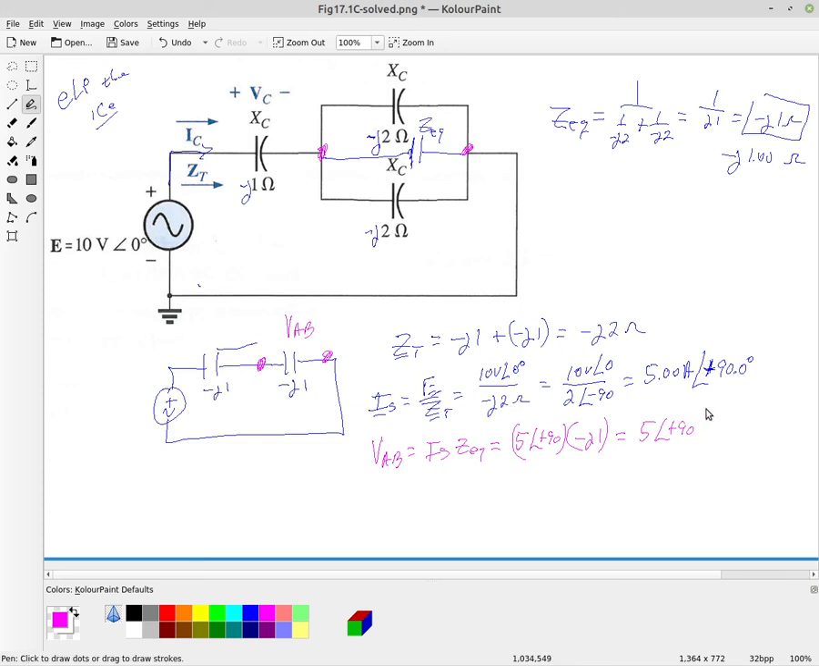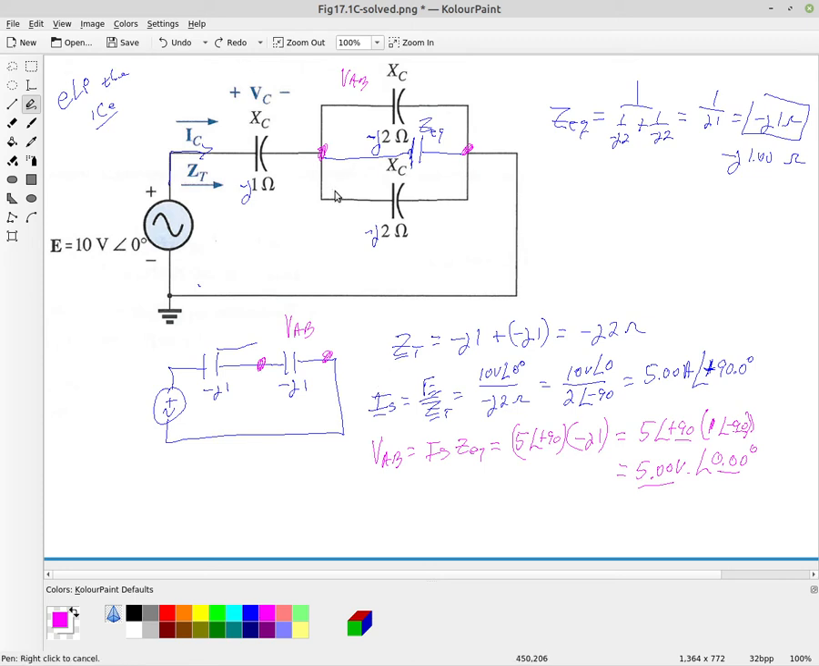Okay, and so we can rewrite that in polar form. Plus 90 times the minus J is a minus 90, so that's 1 at an angle of minus 90. Remember the angles add when you multiply, so you end up with 5.00 volts at an angle of 0.00 degrees. Okay, that's my 3 significant digits for Blackboard. 5 volts at an angle of 0 degrees. So that is our voltage drop, VAB, across these two parallel capacitors.